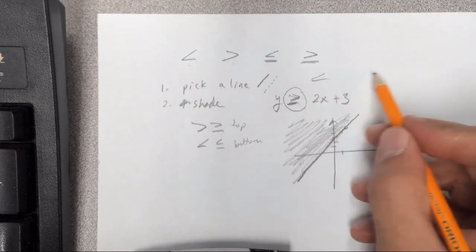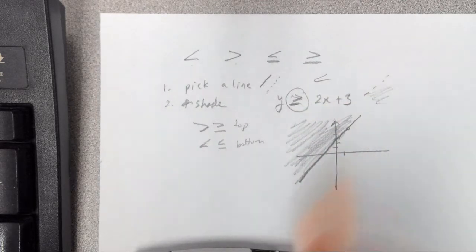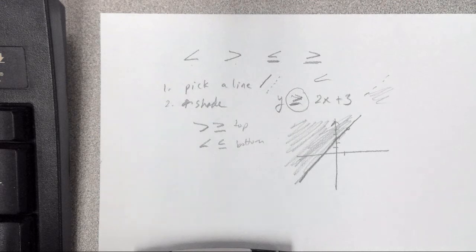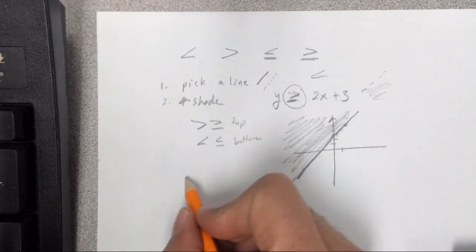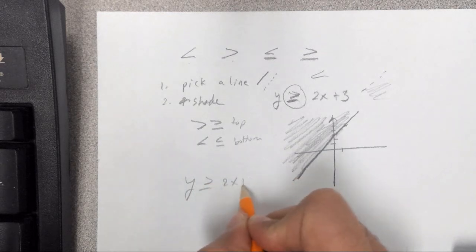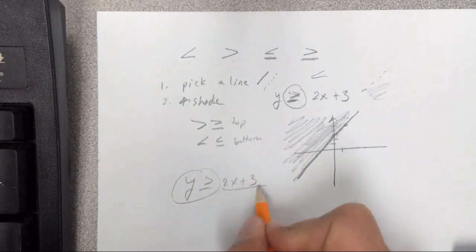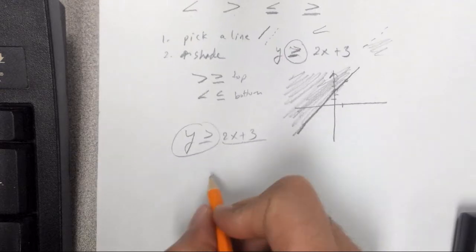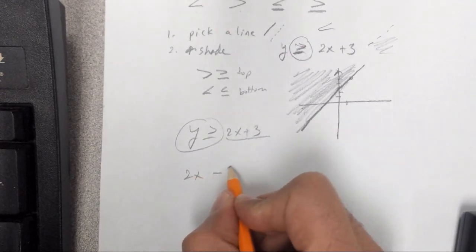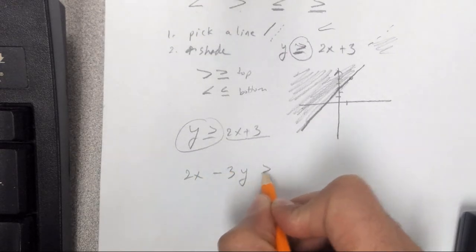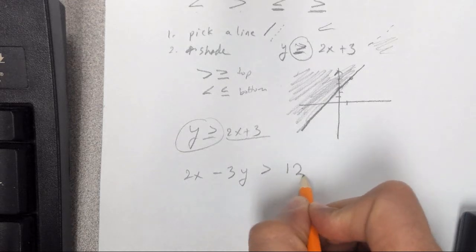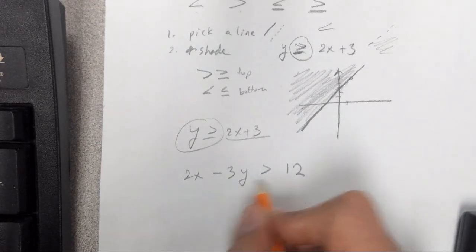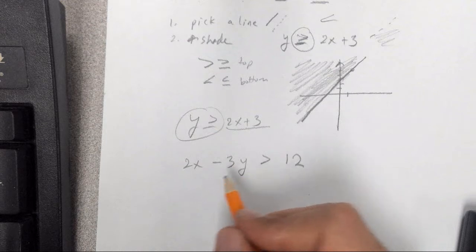Now if that was less than, it would be a dashed line, shade below. Second thing we're going to talk about is when you solve for it. So if it says y greater than or equal to 2x plus 3, that's really easy. Y equals, plug it in, get 2 points, graph it. But if it says something like this, then you're not able to graph it. So you're going to have to solve it first, just like you would in a normal one.